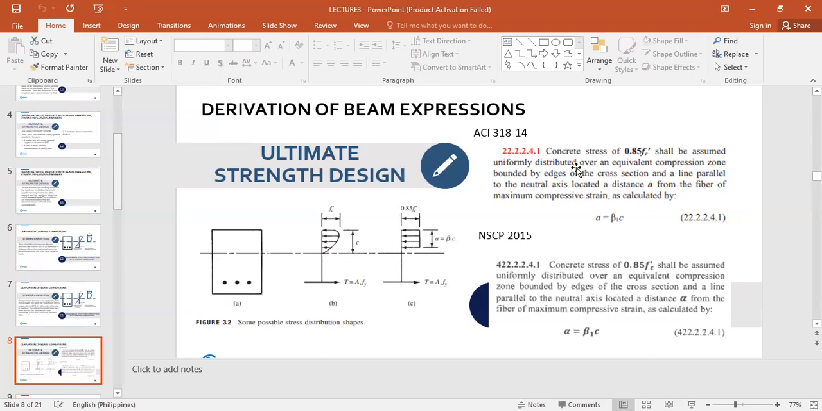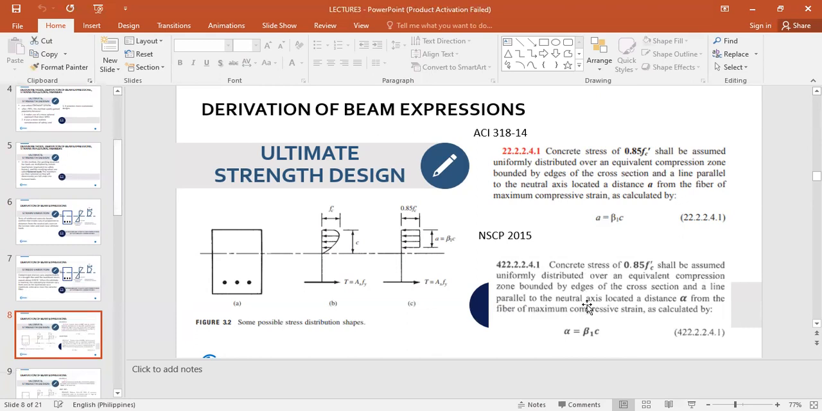Or the same statement is in the ACI code, since we got the NSCP 2015 standards from this ACI code also. Only that the distance A is represented as alpha, but it is still the same as A. So again, same formula. Alpha is equivalent to beta sub 1 times C, or that is equivalent to A. So these are the basic formulas that we need to remember, especially when we are designing reinforced concrete. So it's important that we memorize it.